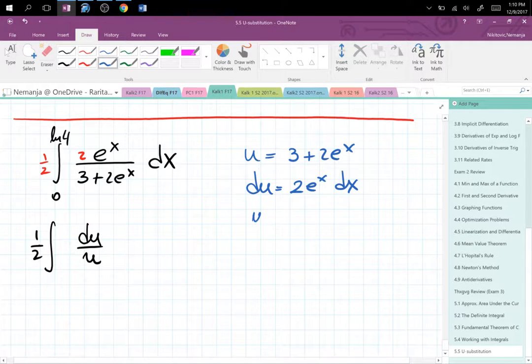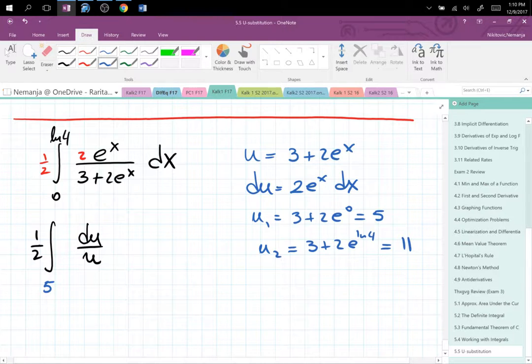Now lower limit u1, plug in 0, e to the 0 is 1, we get 5. Yay! u2, maybe I should write this down. So 3 plus 2 times e to the 0 is 5. u2, 3 plus 2 e to the ln 4 is 11. Because ln and e cancel, 2 times 4 is 8, plus 3 is 11. And now we just solve this.